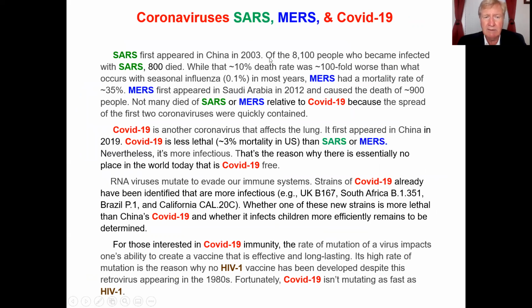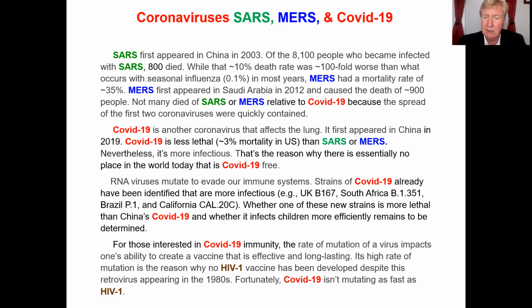Now, SARS was identified in China in 2003, and 1,800 people became infected, and about 800 of them died. That's a 10% death rate, which is far worse than what occurs with seasonal influenza. Now, MERS appeared in Saudi Arabia in 2012, and it had a mortality rate of 35%. Not many died of SARS or MERS relative to COVID-19, and the reason for that is because the spread of the first 2 coronaviruses was quickly contained.